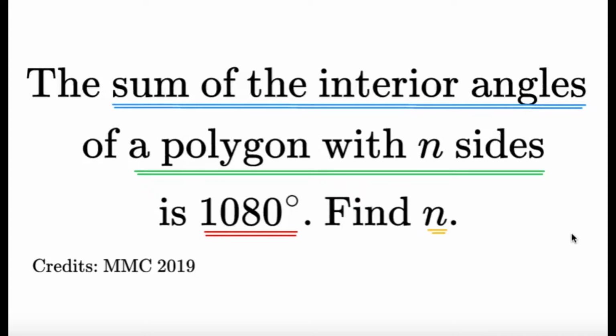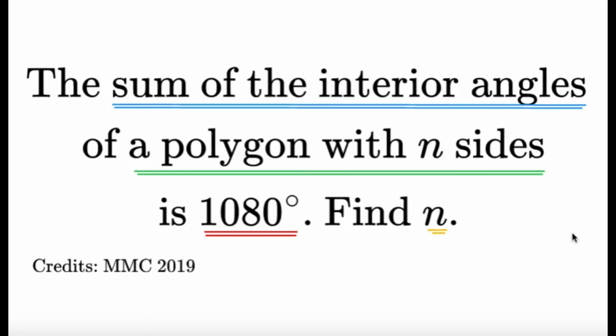The sum of the interior angles of a polygon with n sides is 1080 degrees. Find the value of n. Credits to the Metrobank Math Challenge of 2019 for this item. As usual, pause this video if you'd like to give this item a try. But if you're done, let us dive into the solution.